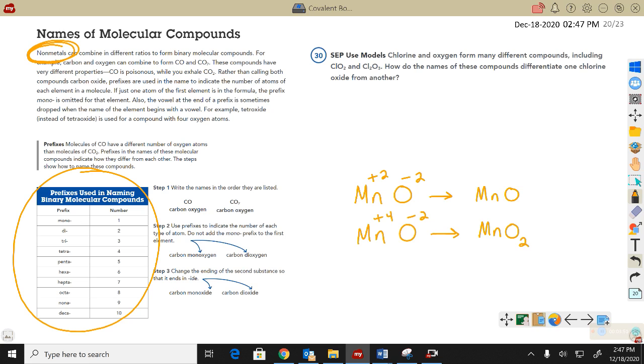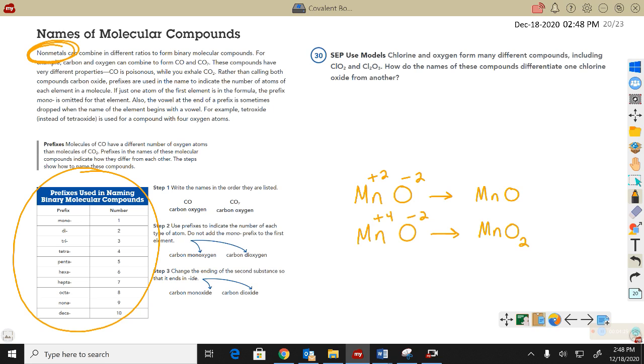Here with something like carbon and oxygen, we could get different ratios because they're sharing in different ways. We could share a double bond, a single bond, a triple bond. And so I need to be able then to indicate the number of atoms in the formula by using these prefixes because I don't have charges. So if you have something like carbon and oxygen in a 1-to-1 ratio, the prefix that means 1 is mono.